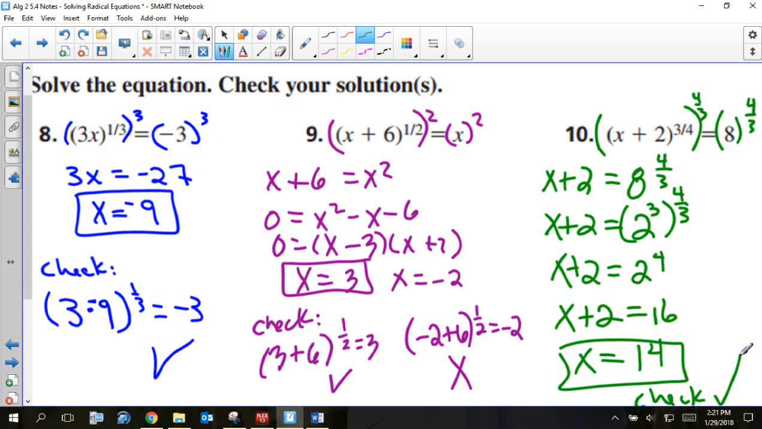Make sure you check. And then if you're using your calculator, just write down what you typed in for your check.